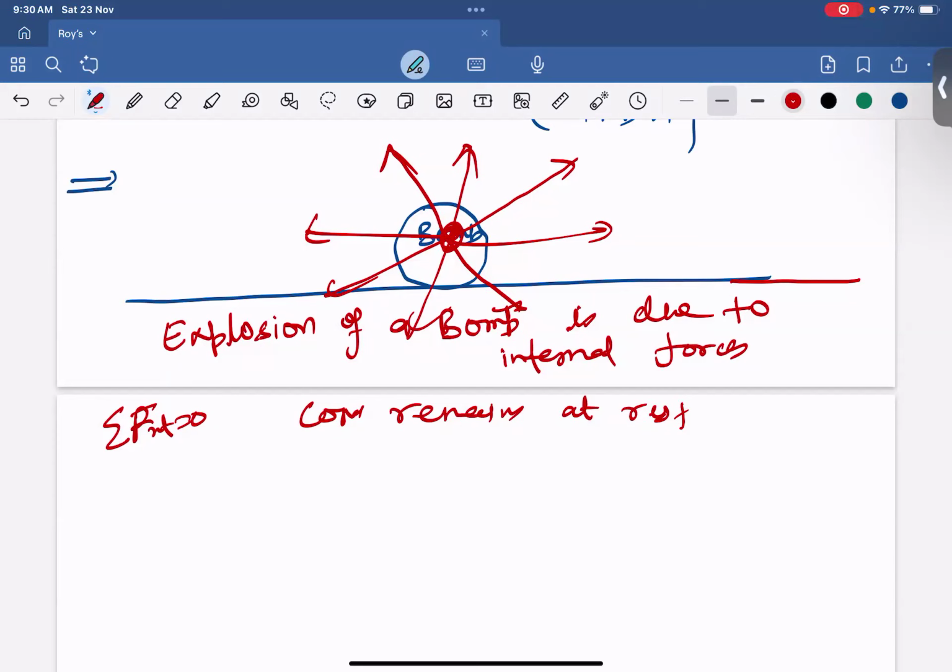That's why it is dangerous, because the bomb particles go in all directions. When you finally find where the center of mass is now, you will find that it is at the same place where the bomb was kept. Understood, Neil? Yes, sir. Understood.